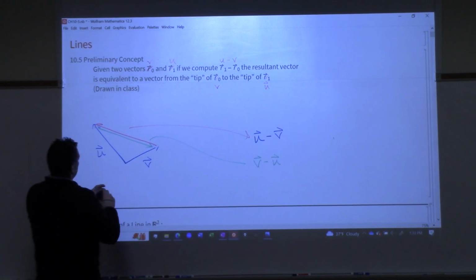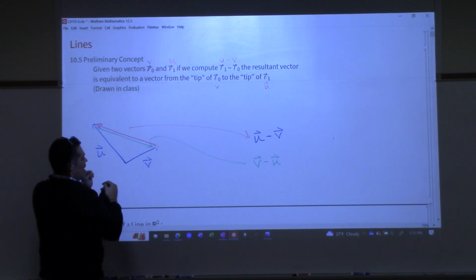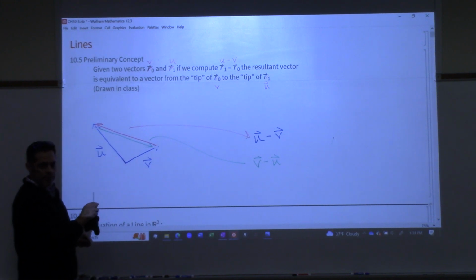So if we're going to take u and subtract v, it's going to be the vector that goes from here to here. If we do v take away u, it's going to be the vector that goes from here to here, right?